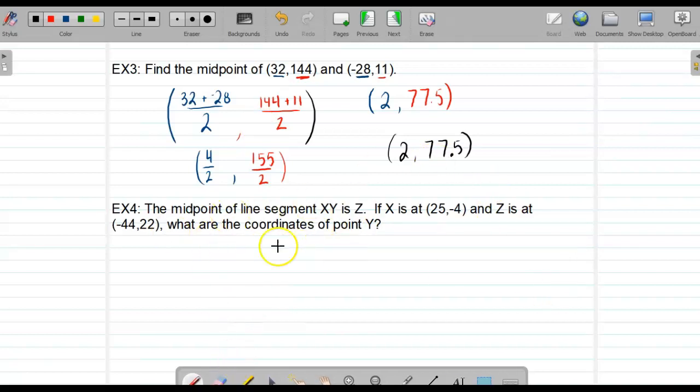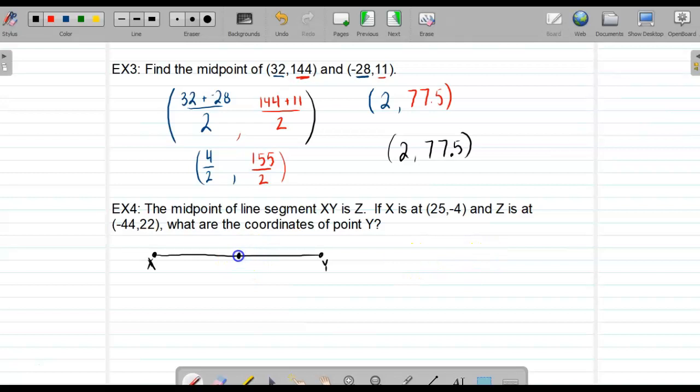We learned how to do this by graphing, by just plotting our points and figuring out where this was. But for this one, I do not want to try to graph (25, -4) and (-44, 22). So, I'm going to show you a couple ways you can do this problem. First of all, Z is the midpoint of XY. So, I'm going to draw myself a line here. And X and Y are the endpoints of the line segment.